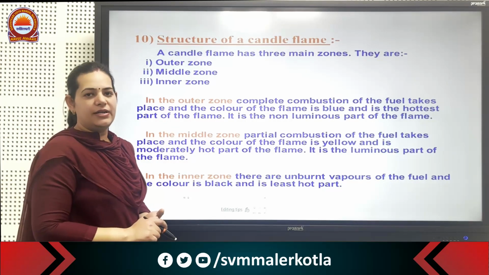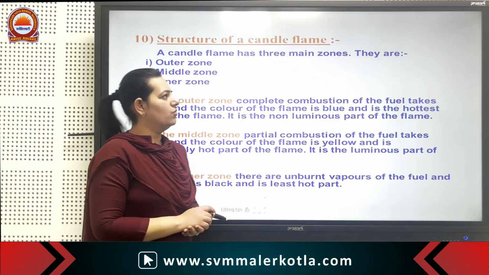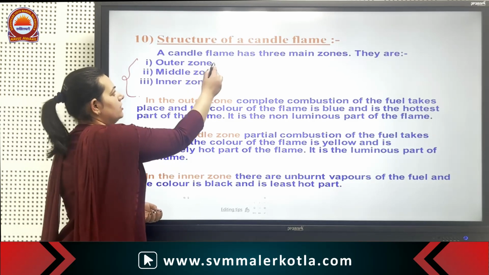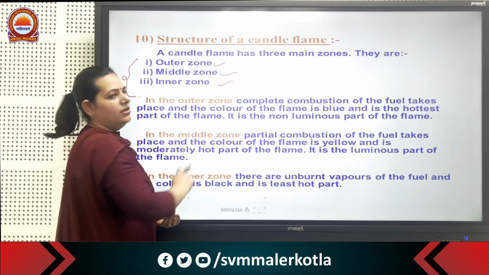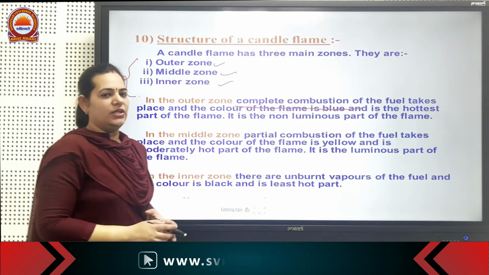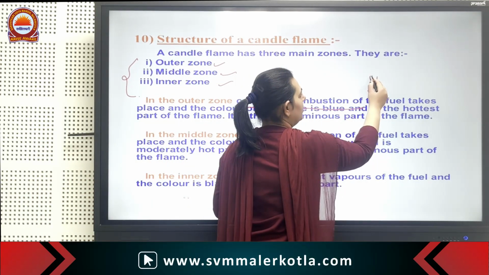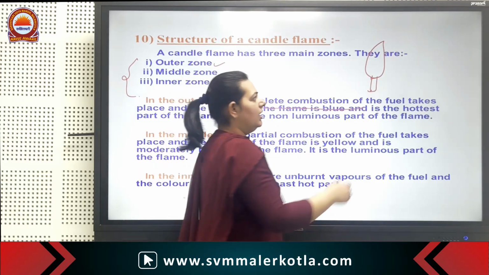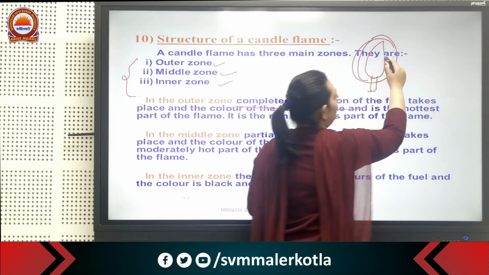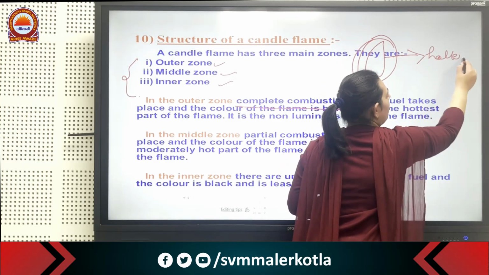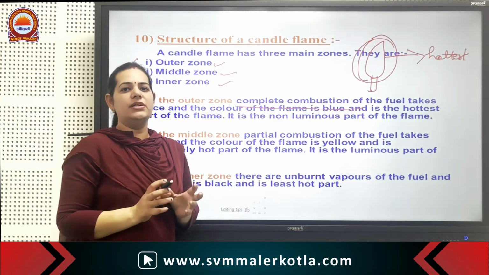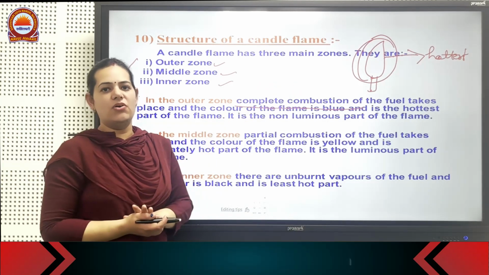Here we have the structure of a candle flame, where we will discuss the types of zones. There are three main zones: the outermost zone, the middle zone, and the inner zone. The outer zone is where complete combustion of the fuel takes place. Here I am going to draw the candle flame, and the outer part of it is called the outer zone. This is the hottest zone of the flame, because it is outermost and there is a sufficient supply of oxygen to that zone.